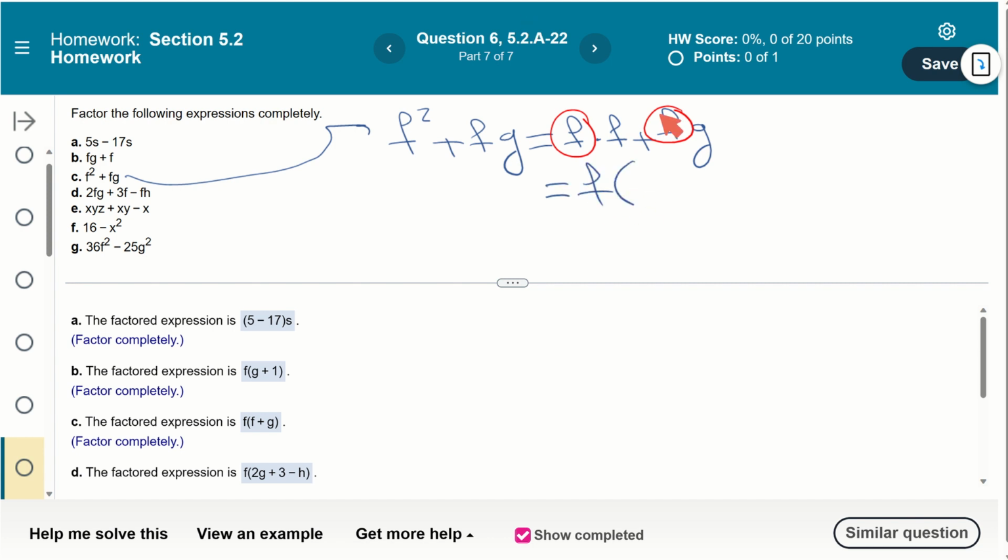And when you take that out, what's left? In other words, what's there other than the red parts? Just f plus g, right? Now, go ahead and multiply it out. Make sure you get the original expression. What's f times f? F squared. And what is f times g? Fg. Okay, so that's correct.